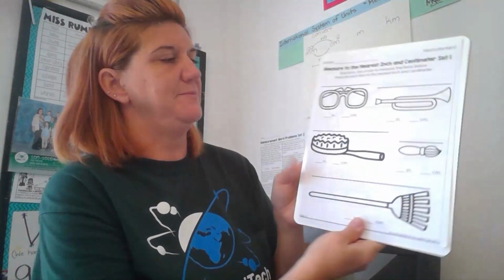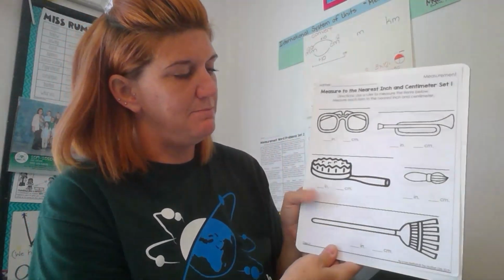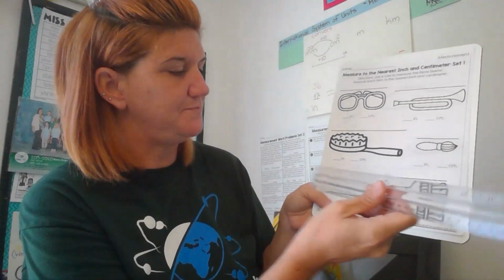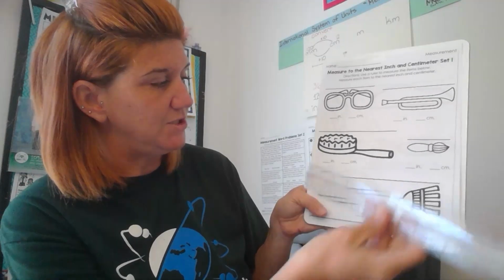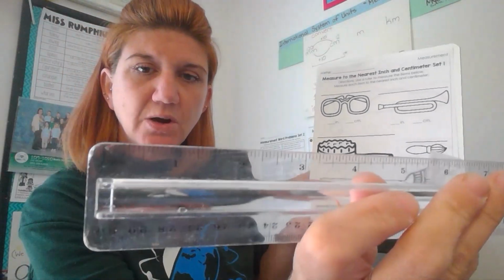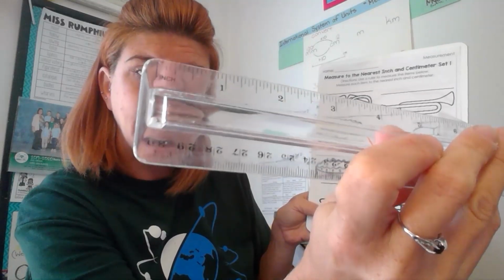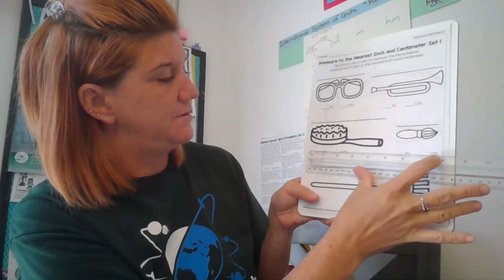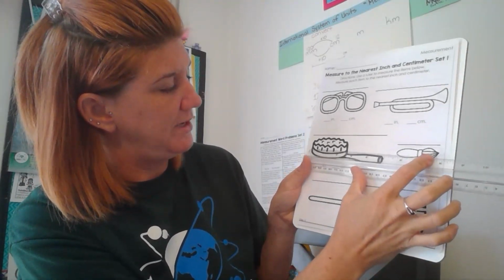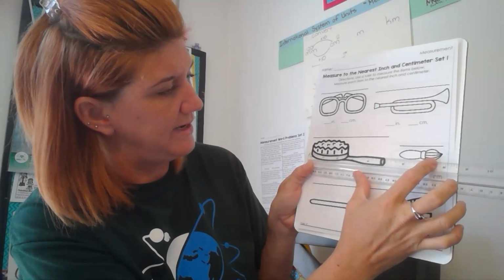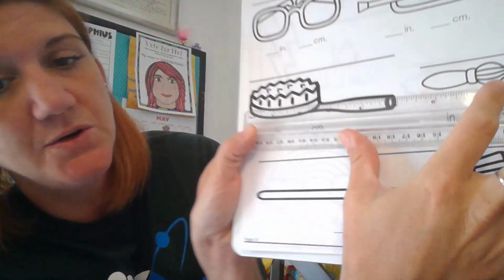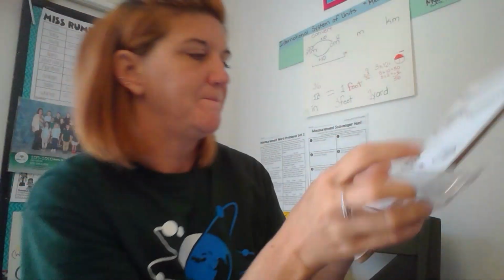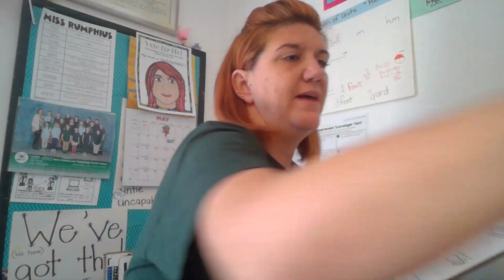Back to the other side. All right, so let's go ahead and measure the, I was going to say glasses, but let's go with the hairbrush. I'm going to start with the inches because they do ask for the inches first. Now remember what I said, we want to start at that line, not at the edge of the ruler. Put it right there, and then I'm going to slide it down so that I can clearly see and show you guys. We're estimating that at approximately 5 inches long. So go ahead and write that in.